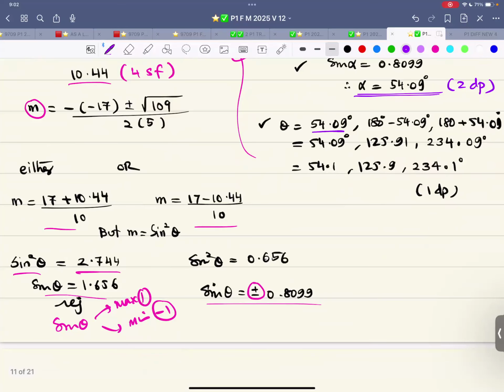This is the first quadrant. This is 180 minus basic angle, 180 plus basic angle. Simplify, 2 decimal places. Final answer, 1 decimal place.